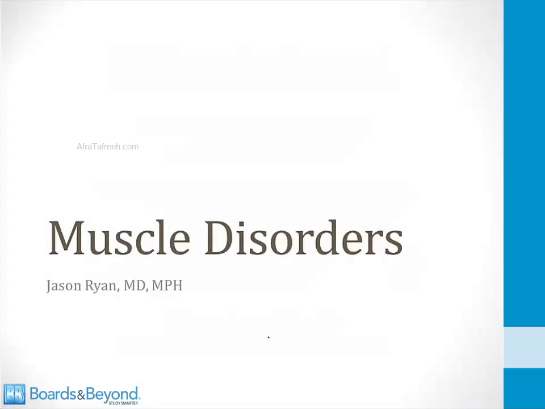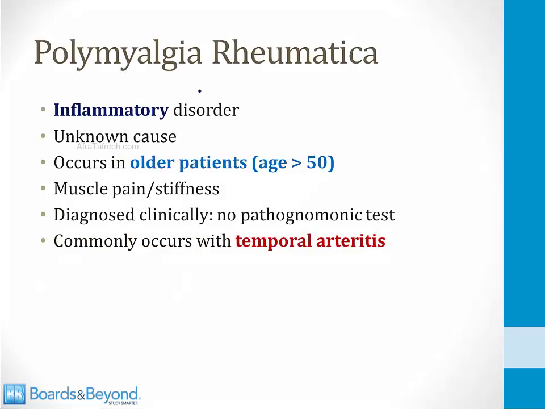Hello everyone and welcome to our module on muscle disorders. Let's start by talking about polymyalgia rheumatica. This is an inflammatory disorder, and this is an important point to remember because, as we'll talk about in a minute, in this disorder, blood levels of CRP and the erythrocyte sedimentation rate are elevated, and that's because inflammation is involved. The cause is unknown.